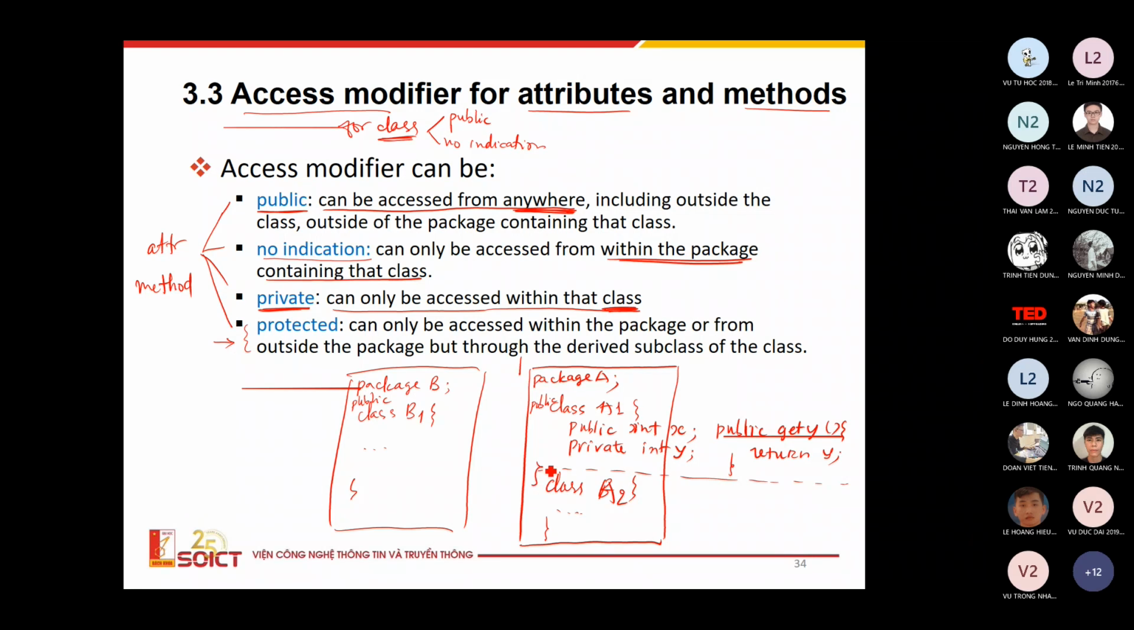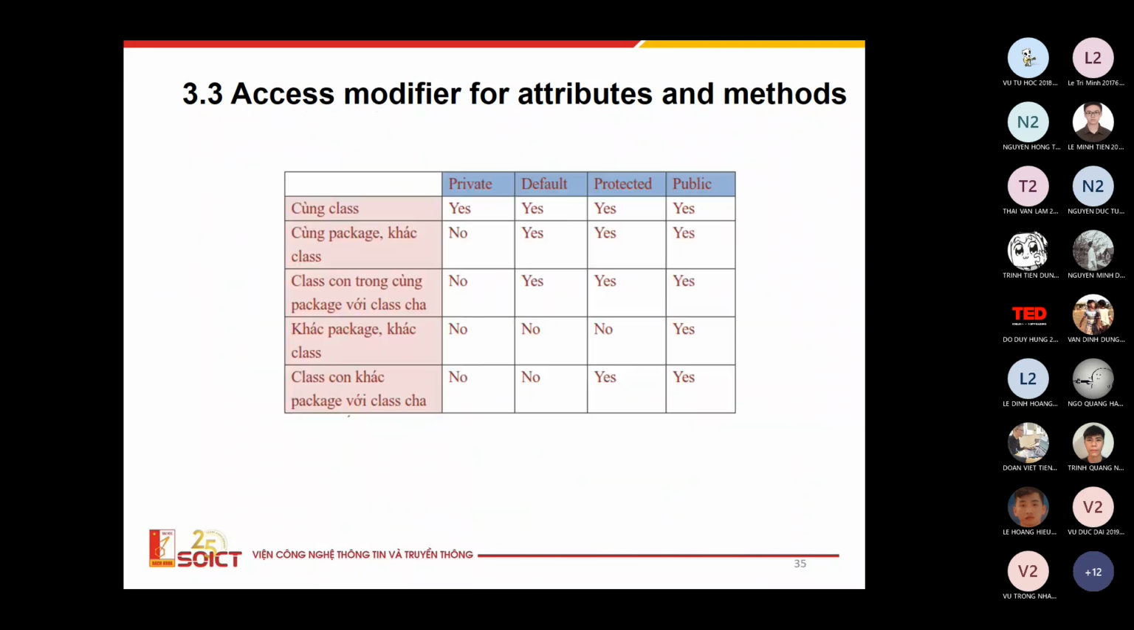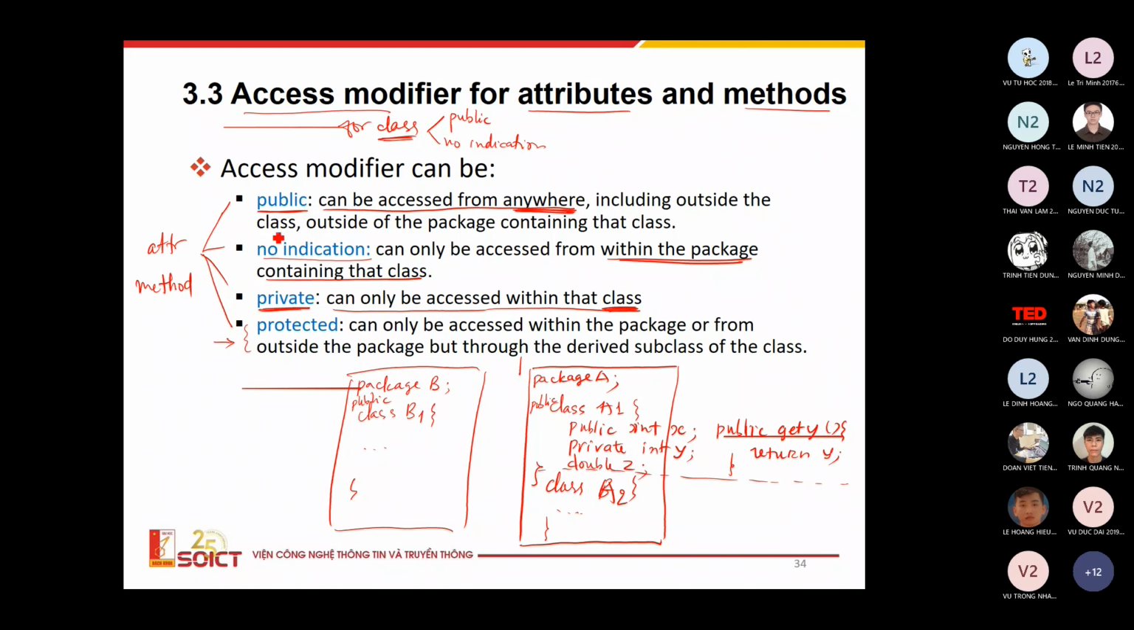I have no indication, double Z. And now let's see. For X, what do you have as the modifier for X? You have the modifier for X is public. So where can you access X? From everywhere. Okay. Firstly, from inside the class.